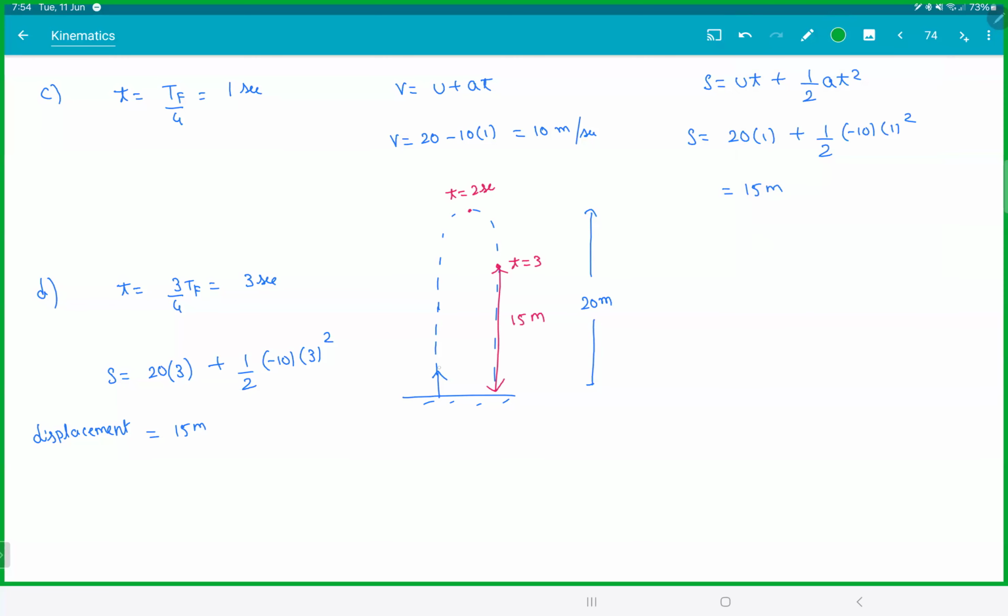So what is distance? This green line is your distance. Isn't it? You have gone up and you have come down. So how much did you go up? 20 meters. How much did you come down? 5 meters. So what's the distance? 25 meters.